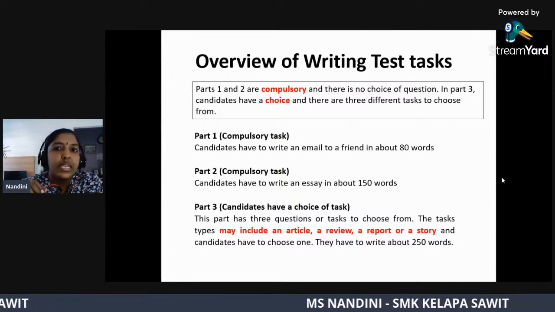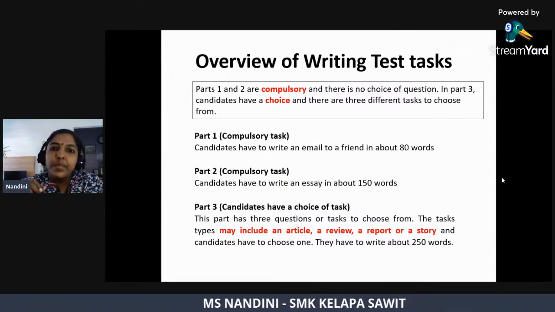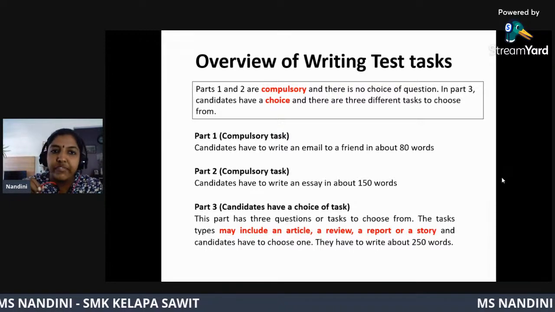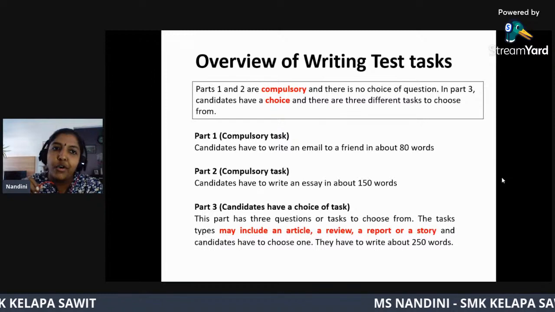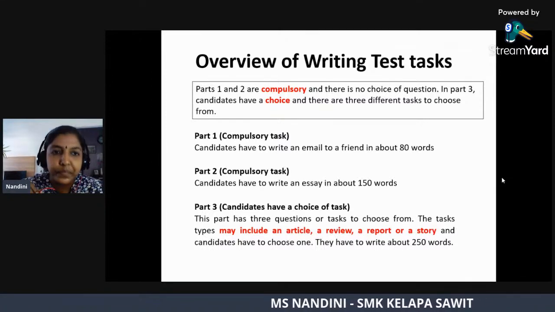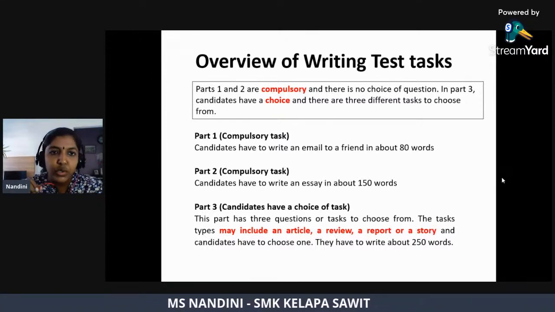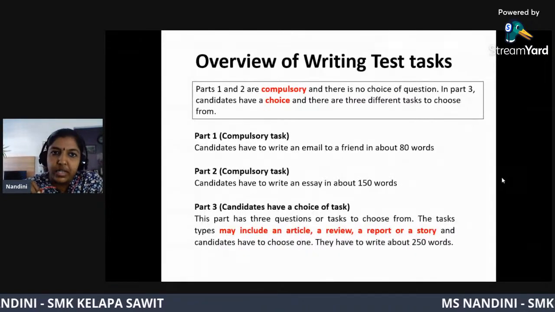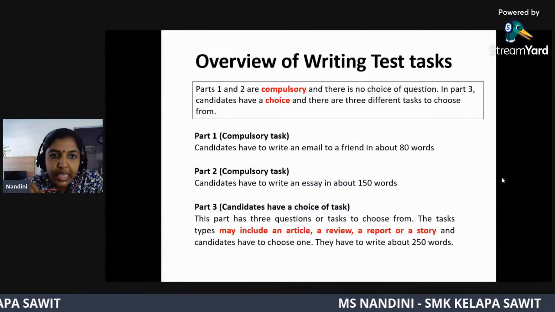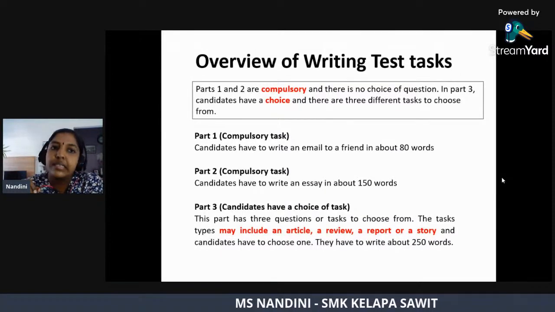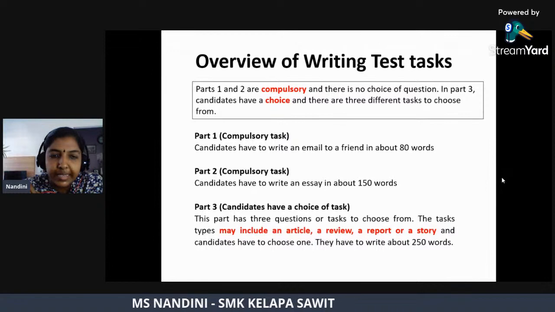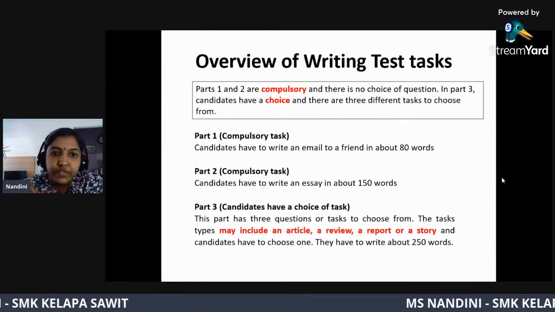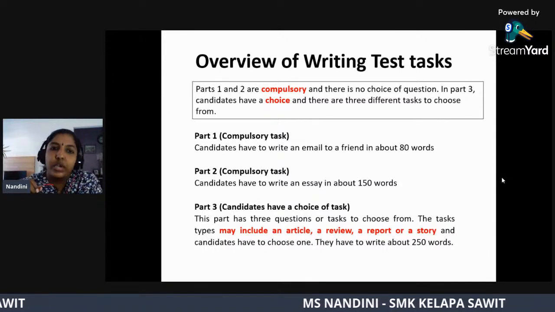So try and train them to write like 80 to 100 words. Some students are really good, but they spend too much time in task 1 when they should be putting their effort and energy in scoring part 2 and part 3. We will discuss further. And part 2 is an extended essay, so slightly longer, and it's also compulsory. And part 3, there is a choice of 3 tasks. It could either be an article, a review, a report, or a descriptive story. So they have the choice, it's up to them.